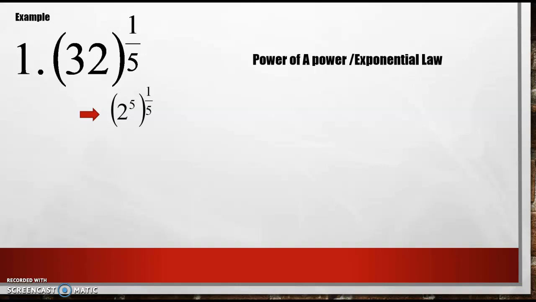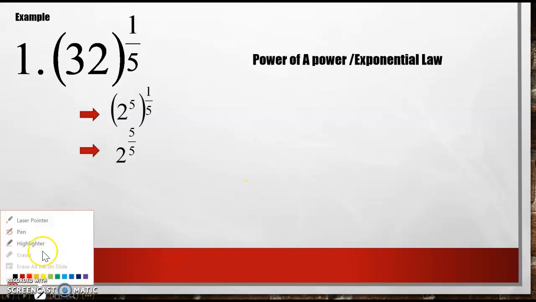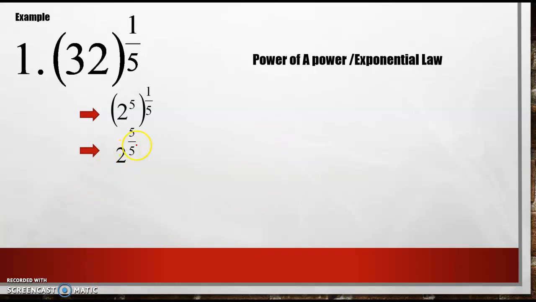And then if you apply the exponential law, you multiply the exponents. You have 5 times 1/5, or 5 times 1, that's 5, and then all over 5, which simply leads us to 2 to the power of 1. But you may not write the 1 anymore. That is why our final answer is 2. I mean, you don't have to write the 1 anymore.